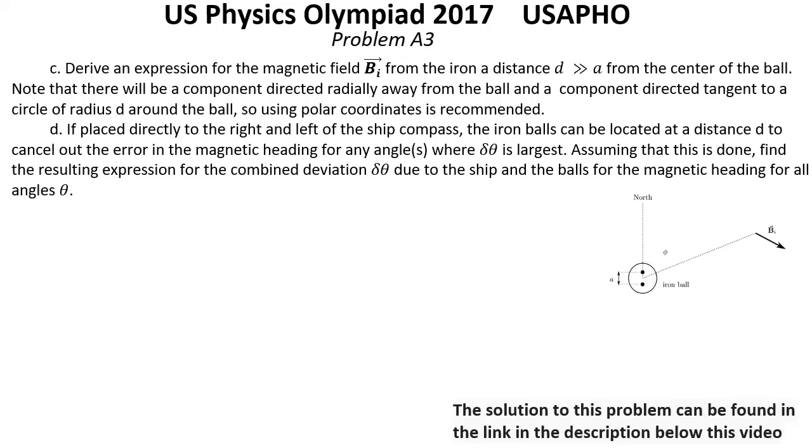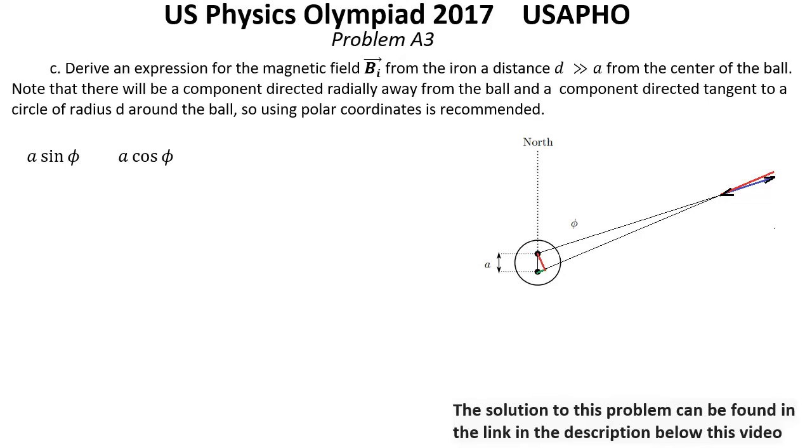Question D. If placed directly to the right and left of the ship compass, the iron balls can be located at a distance d to cancel out the error in the magnetic heading for any angles where delta theta is largest. Assuming that this is done, find the resulting expression for the combined deviation delta theta due to the ship and the balls for the magnetic heading for all angles theta.